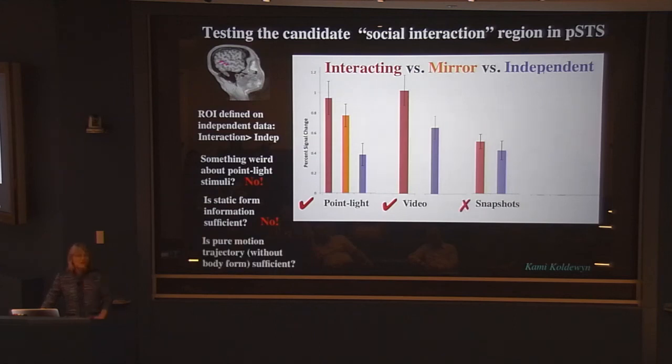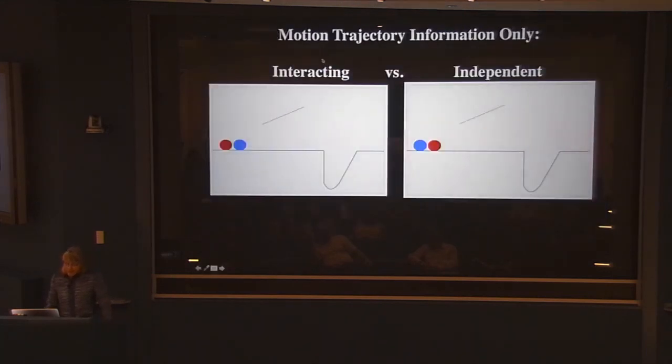where we asked whether a pure motion trajectory without body form is sufficient to engage that region. And so we returned to the classic from the, I think, 1940s, the Heider and Simmel study, where they showed all social interactions just from moving shapes. And so we made our own version of these. Here's an example of moving shapes that are socially interacting. It's a sweet little scenario.